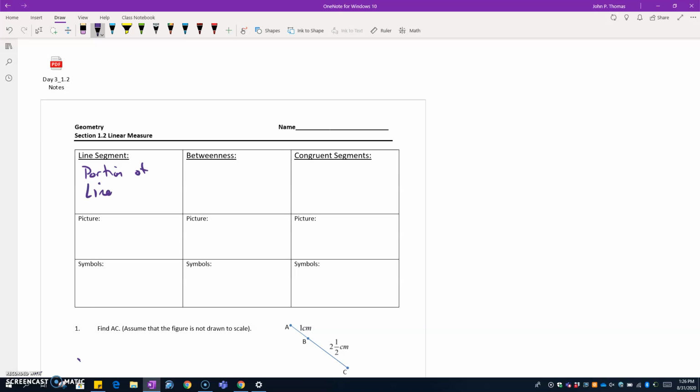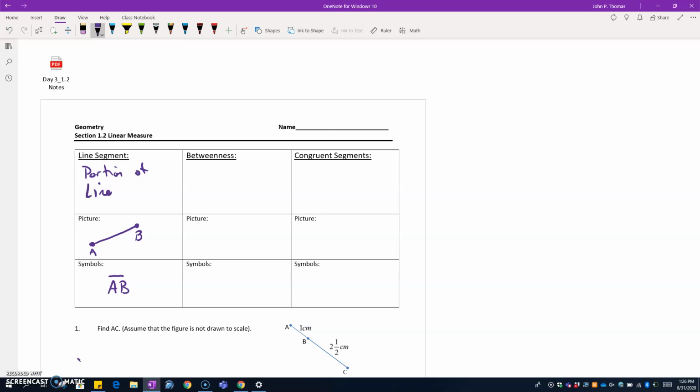A typical picture is you would have an initial starting point like point A, continue in a straight line to an ending point, point B. Now, when we write this using notation, we just do AB very much like we would for a line. But instead of putting the line above it, we're going to put a segment above it. And that is a line segment.